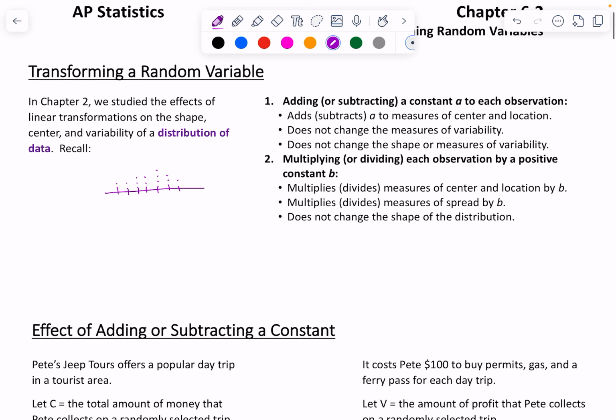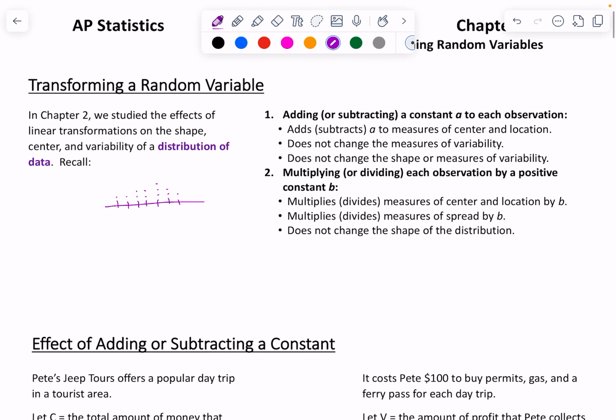When we're talking about our random variables, so flipping the coins and how many times did we see tails happen, that kind of problem. If we were to do the same thing, like add something to our coin tosses, it's going to have the same exact effects that we saw in chapter 2. Okay, and then the same thing with multiplying. If we have to multiply our values by something, it would have the same effects that we saw in chapter 2.